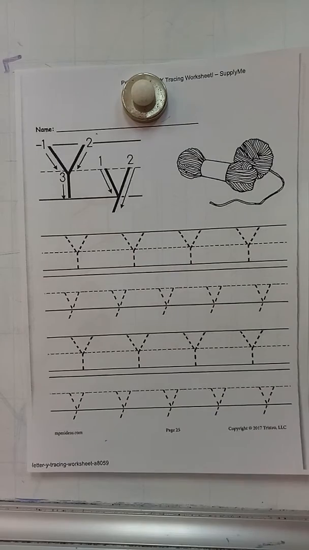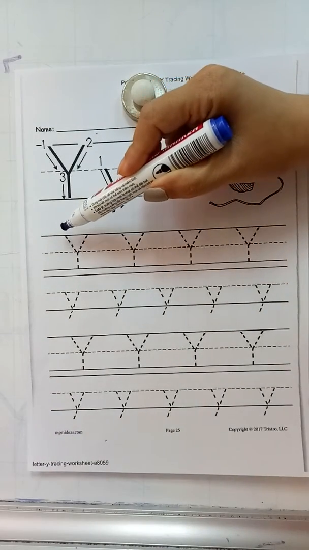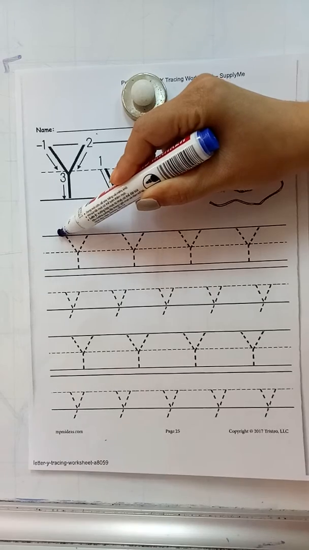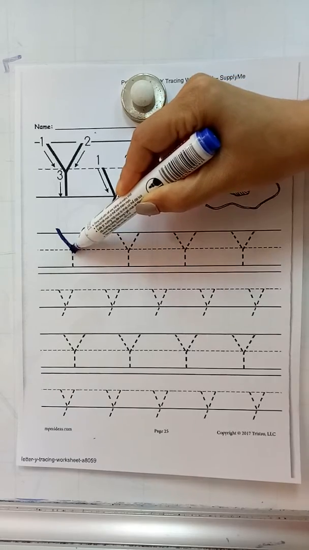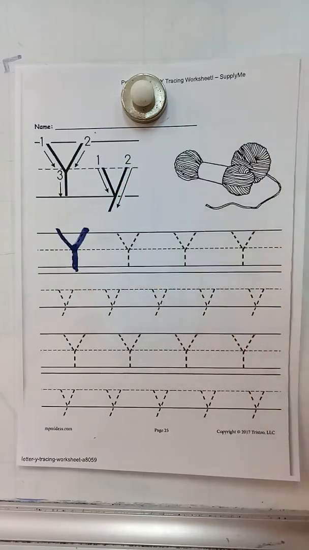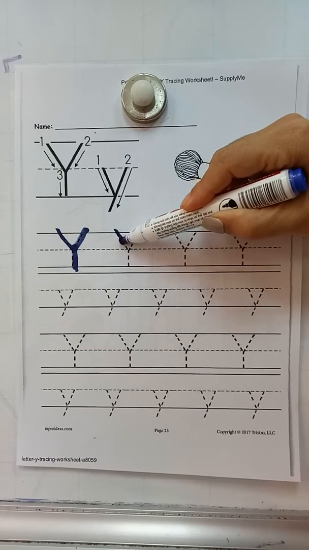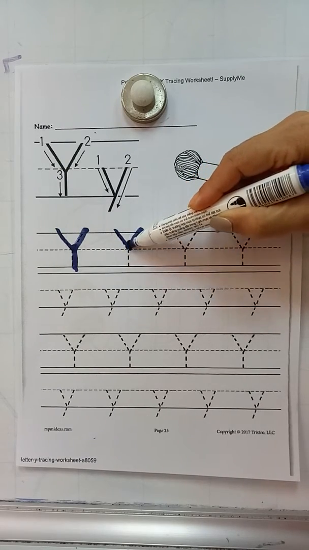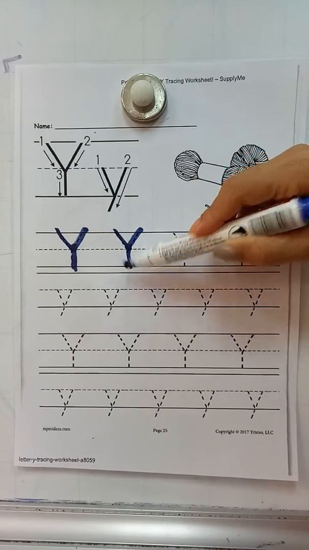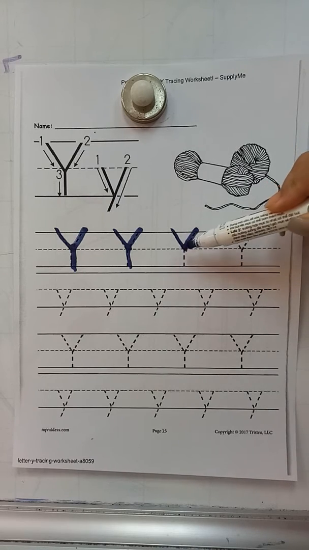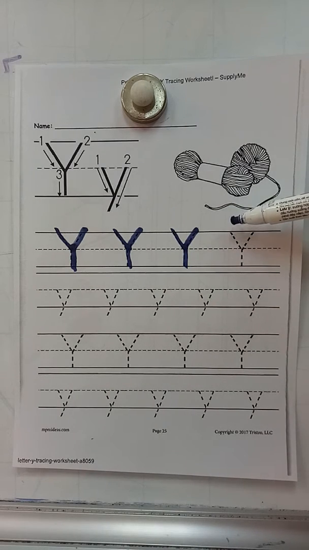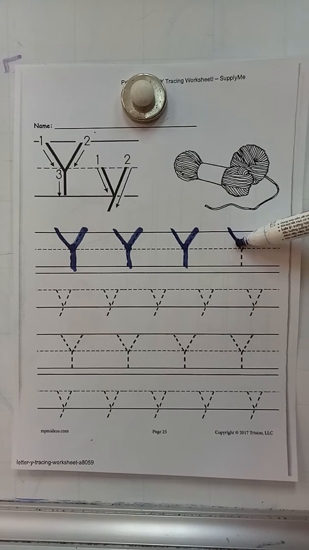Now let's trace together. First one, from the top. Just go 1, and here 2, and then 3. Now, one more time. 1, 2, and 3. Another Y now. 1, 2, 3. And the next letter. 1, 2, 3. Then we finish the uppercase Y.